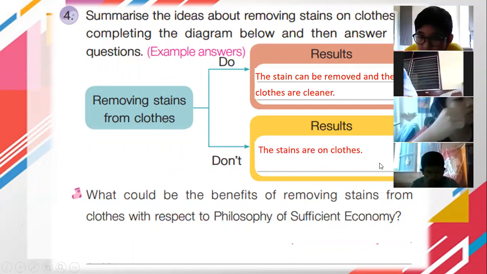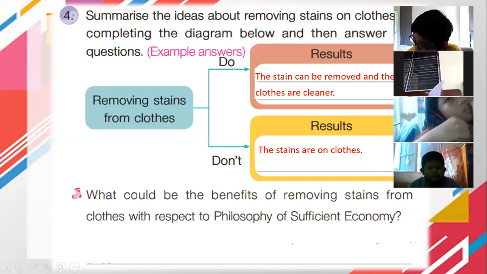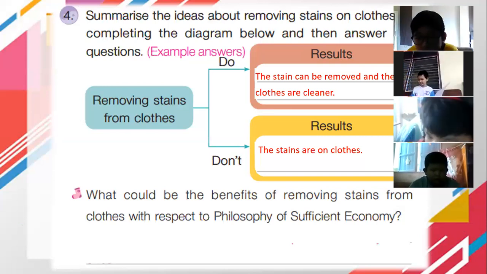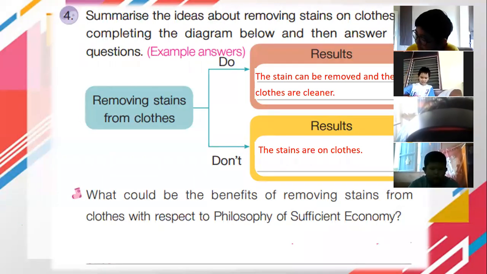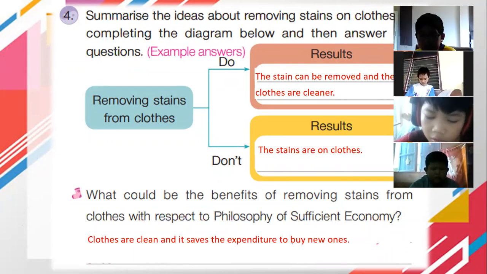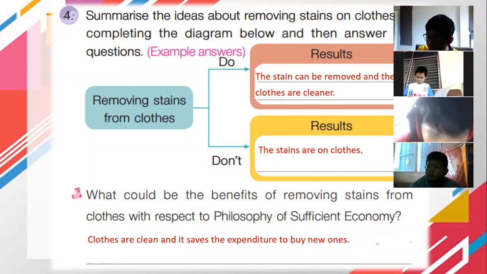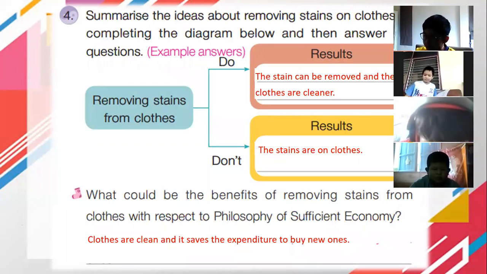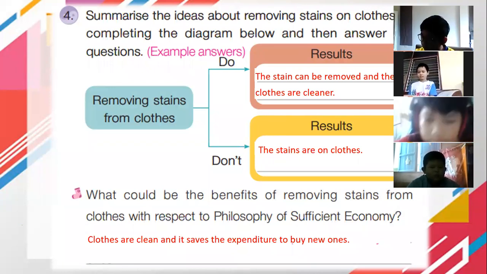Yes, that is true as well. The clothes will be dirty or the stain will be on the clothes. That is correct. Now, what could be the benefit of removing stain from clothes with respect to the philosophy of sufficiency economy? The clothes are clean and it saves the expenditure to buy new ones. So what summary do we take from this whole learning? If we clean our clothes, we can save money. We do not need to buy too many clothes very often.